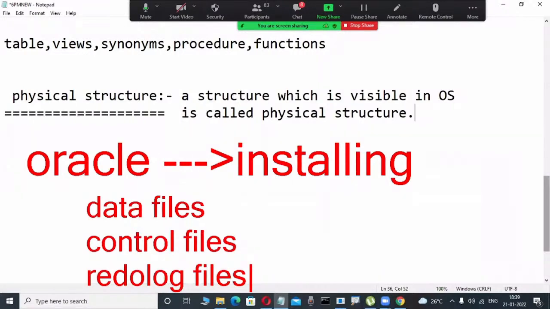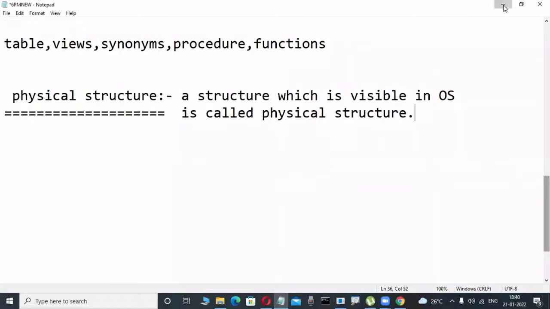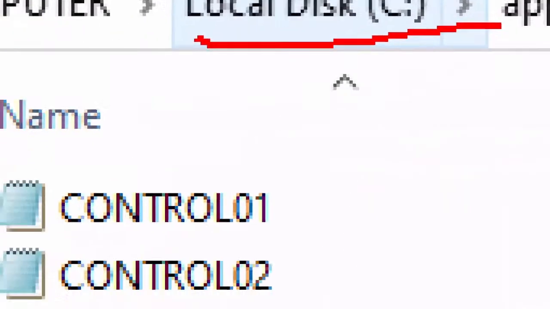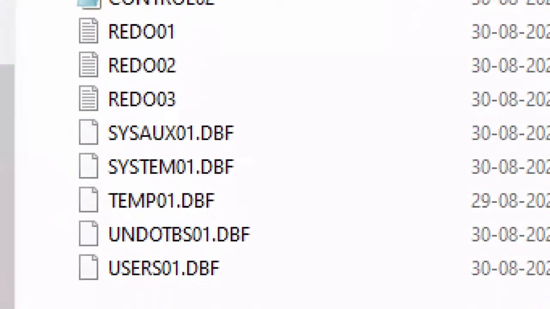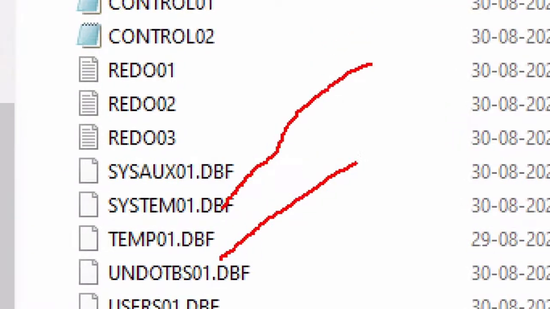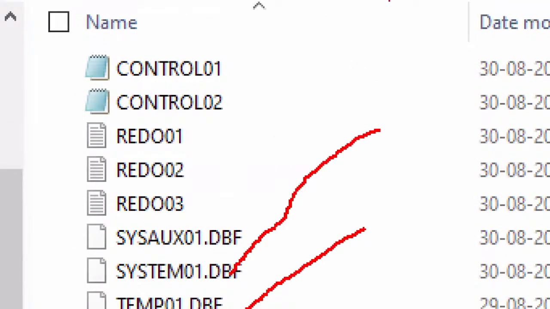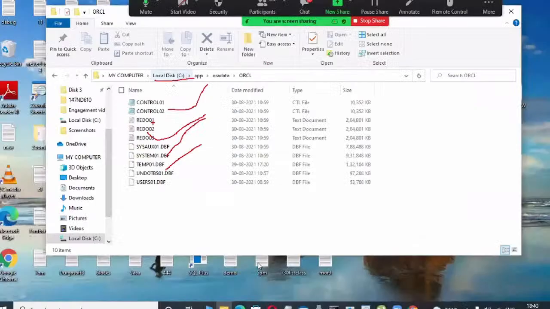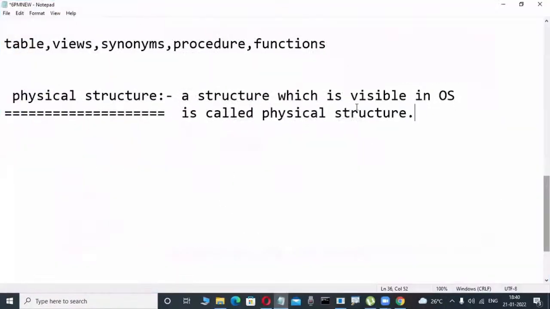In the future, in the DBA concept, this is a rough introduction in our course. Whenever I install the Oracle software, some files are automatically created on the disk, in the C drive or D drive. These are data files, .dbf files, control files, and redo log files. You'll become familiar with them later. A structure which is visible in the operating system is called a physical structure.